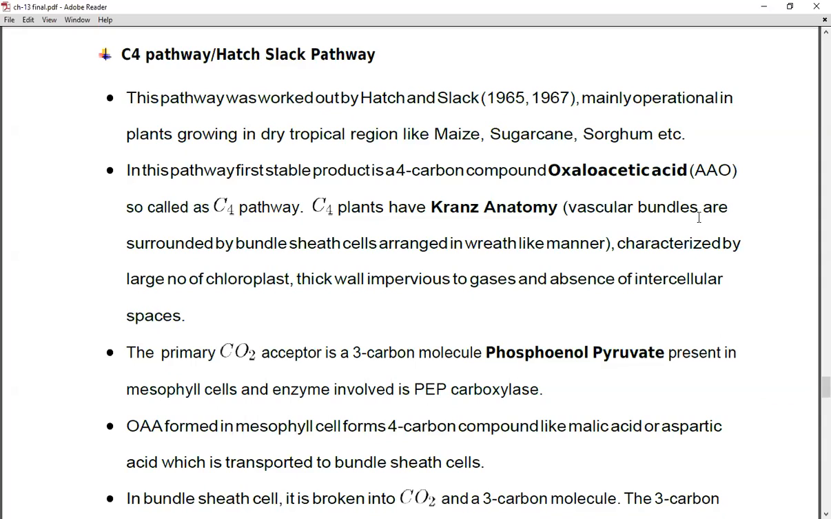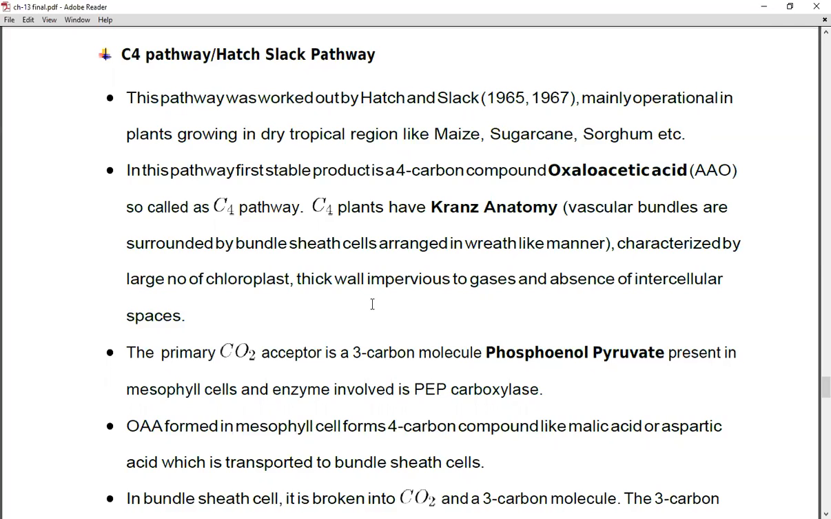Now, this Kranz anatomy is characterized by a large number of chloroplasts, thick walls impervious to gases, and absence of intercellular spaces. They show a larger number of chloroplasts. Also, their thick wall is impervious to gases, that is, they are not permeable and do not allow all types of gases to pass; they allow only a few selected things to pass. And there is also an absence of intercellular spaces between them.